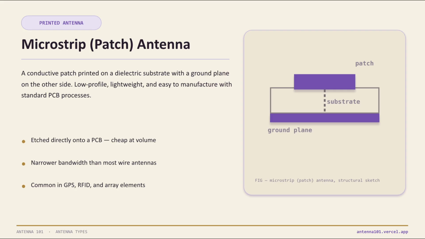A patch tuner consists of a conductive patch printed on a dielectric substrate with a ground plane on the other side. It is low profile, lightweight, and easy to manufacture using standard PCB processes. The trade-off is that patch tuners typically have narrower bandwidth than other wire tuners.